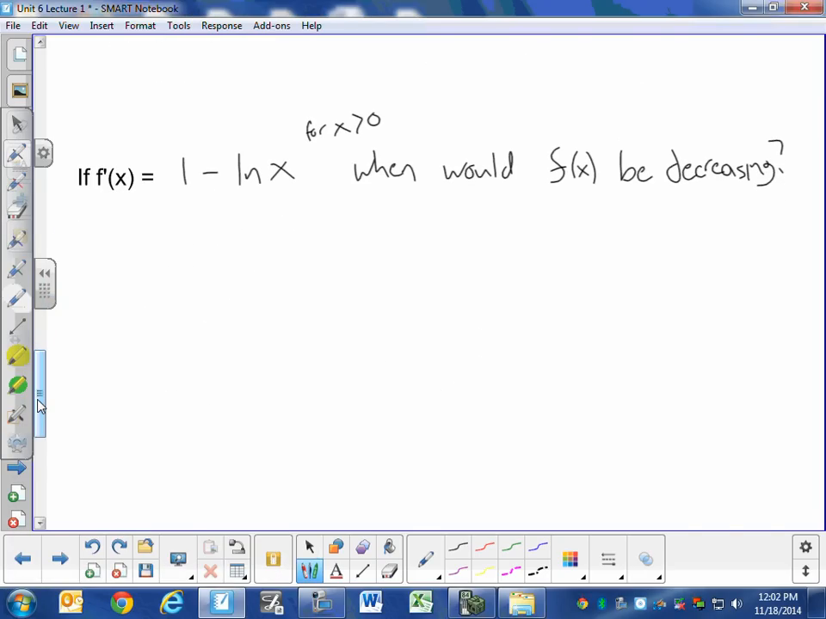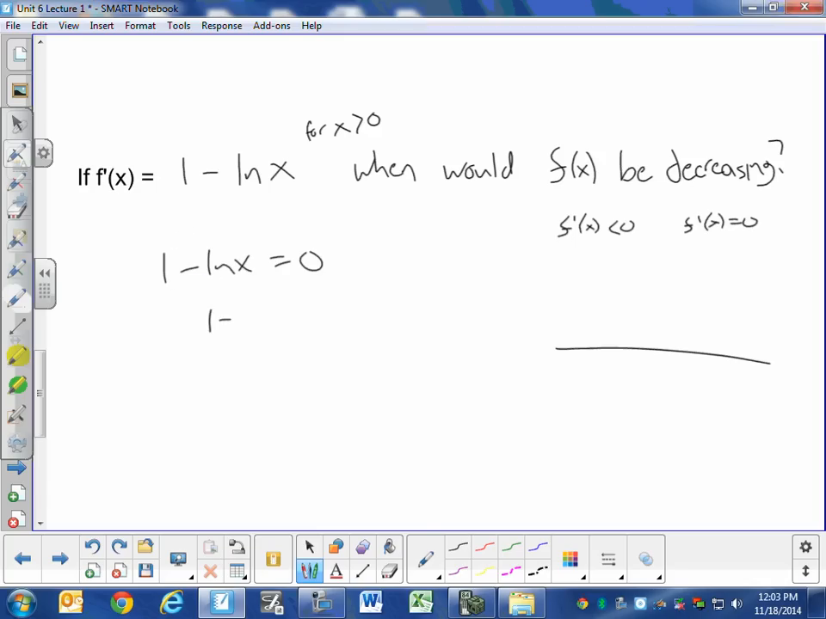Next problem. If f prime equals 1 minus log x, when would f of x be decreasing? So I'm given my derivative and asked when the function is decreasing. Okay, well, when we're decreasing is when our derivative is negative. To figure out when my derivative is negative, I need to first find when my derivative is 0, and then analyze the signs around that to see when it's negative. So let's figure out when 1 minus log x is equal to 0.